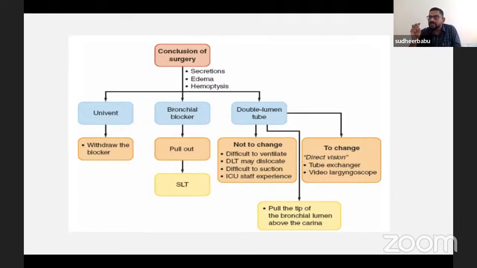Sometimes it will be very difficult to intubate. So always with proper visualization only, you have to remove the DLT and you can change your single lumen tube. Otherwise, if you are not able to change, what we can do with the DLT is just pull the tip of the bronchial lumen above the carina. That also you can do. But ideally, if it is possible, it is better to change to the single lumen tube.